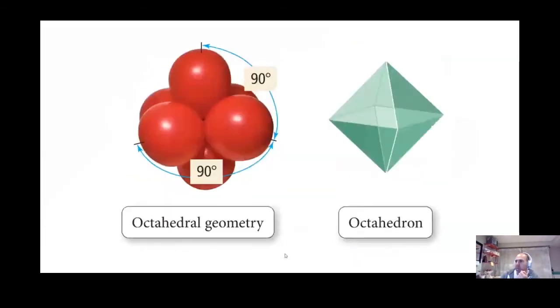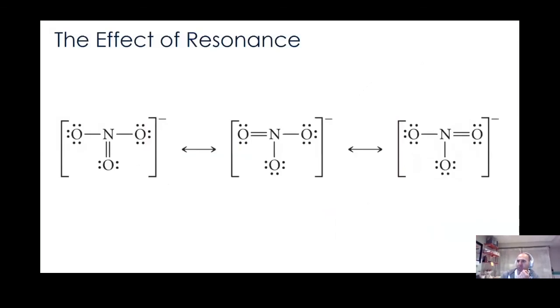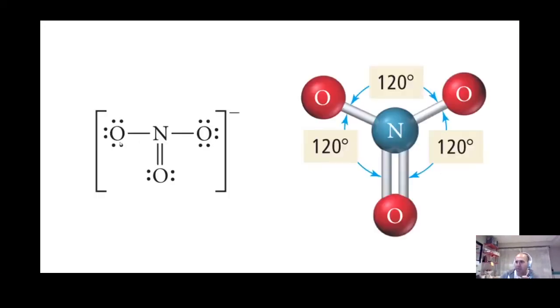Now, people often get fooled in a situation, say, like with nitrate, because when we draw Lewis diagrams, it looks like there's a double bond and 2 single bonds. But we know, based on going over this a bunch, that in fact that's not the situation, that there's resonance between these, and these are all 1 1/3 bonds, even though I didn't draw them that way. And so, in something like nitrate, what we observe is that the bond angles are all equal.